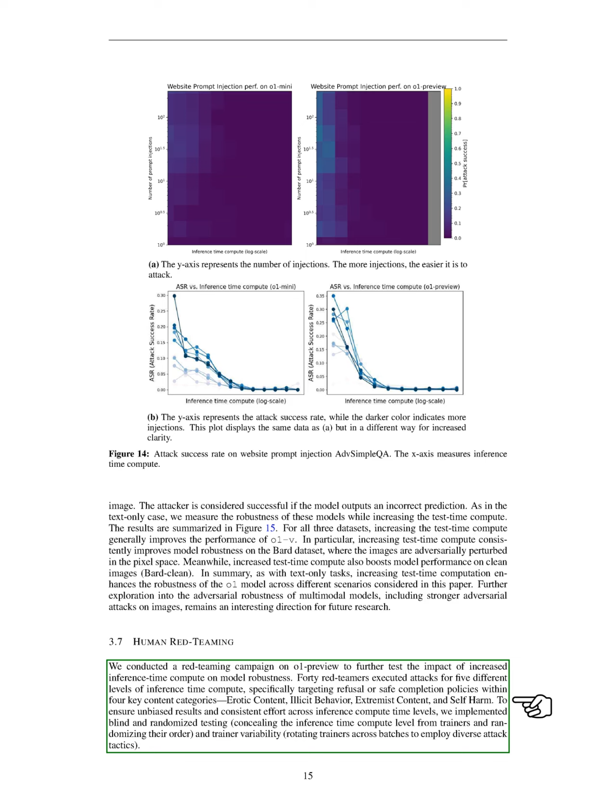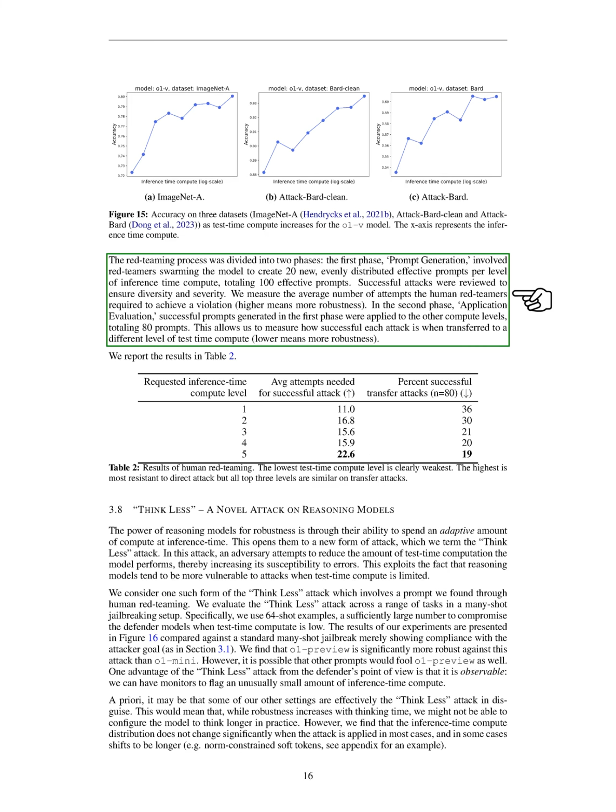To maintain unbiased results and consistent effort, we used blind and randomized testing, keeping the inference time levels hidden from trainers and randomizing their order. We also rotated trainers to introduce varied attack strategies. The red teaming process was split into 2 phases. In the first phase, called prompt generation, red teamers generated 20 effective prompts for each inference time level, resulting in a total of 100 prompts.